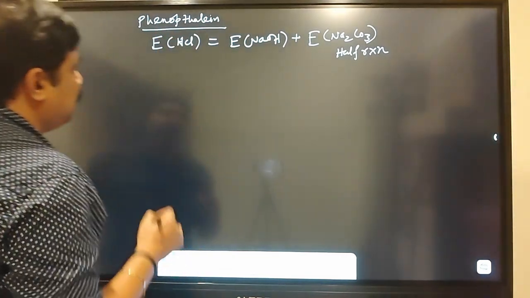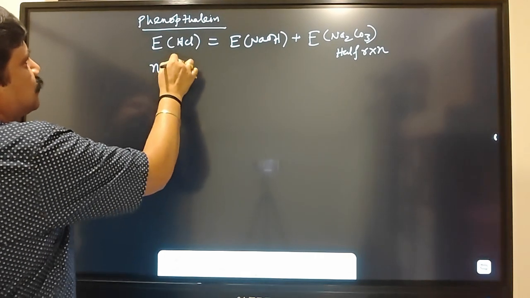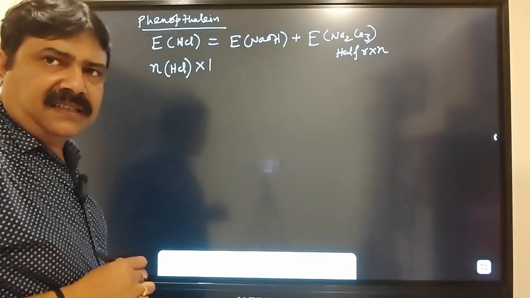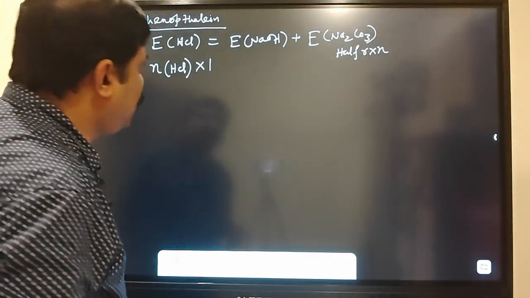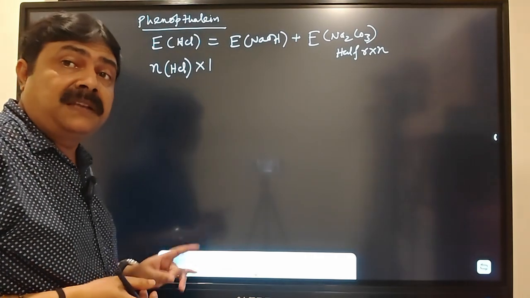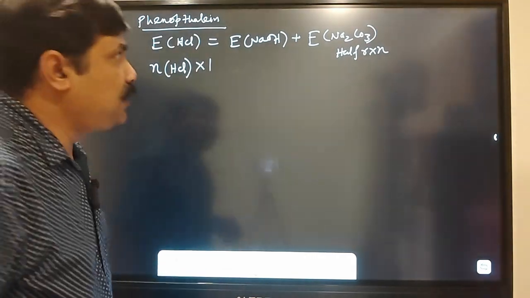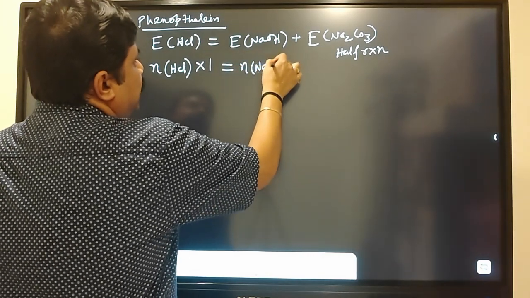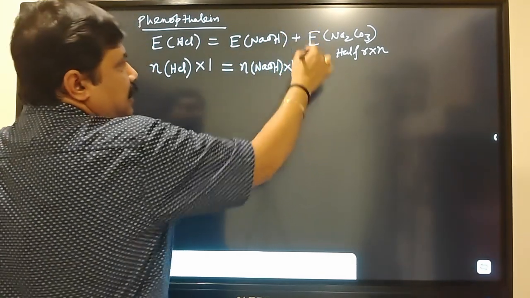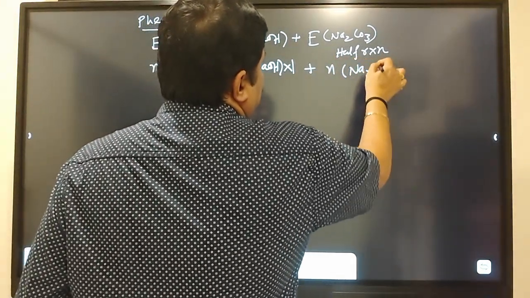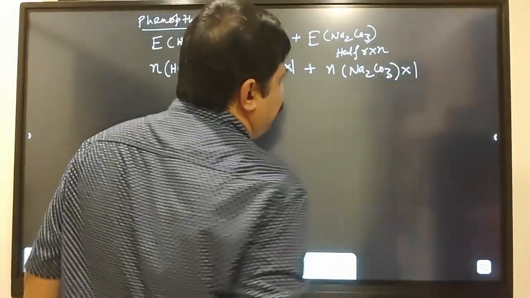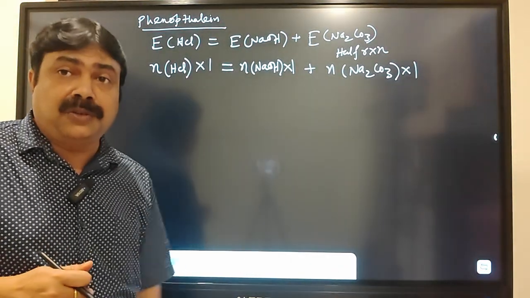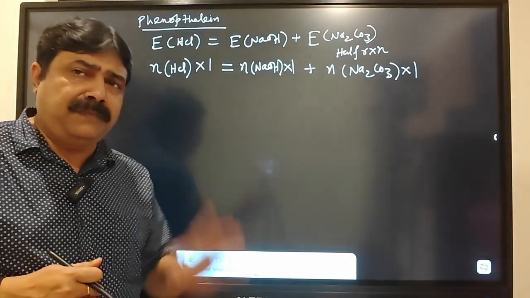Now write down number of moles times N factor. Number of moles of HCl times N factor. The N factor for HCl equals 1, because it is a monoprotic acid. In my N factor calculation, I told you the number of ionizable H plus, or replaceable H plus, or basicity of the acid, is the N factor. In the same way, here it is the number of moles of NaOH times the N factor of NaOH, which is 1, plus the number of moles of Na2CO3 times its N factor. Here it is a half reaction, so how much will it be? 1. Because Na2CO3 will be converted to NaHCO3, and out of 2 sodium, only 1 is replaced by H plus.